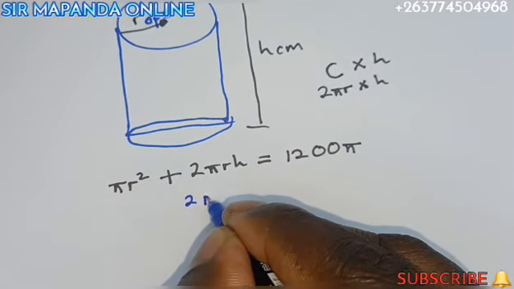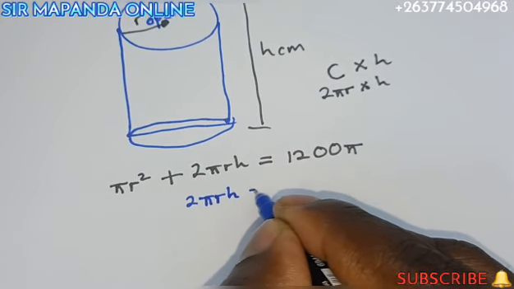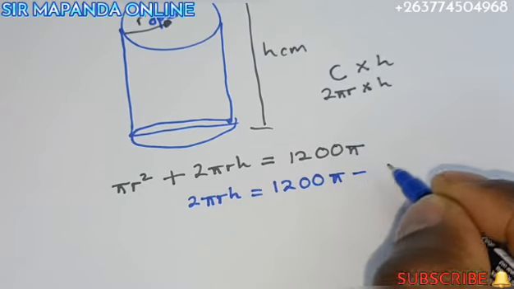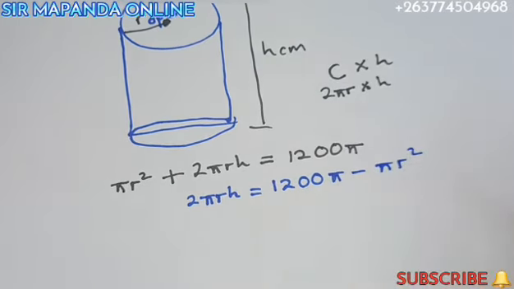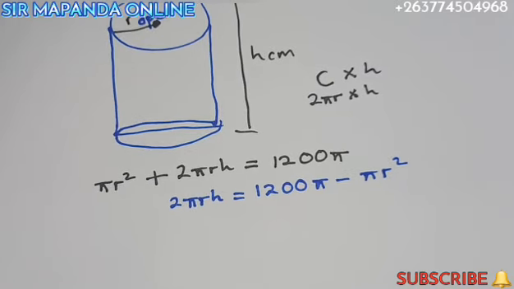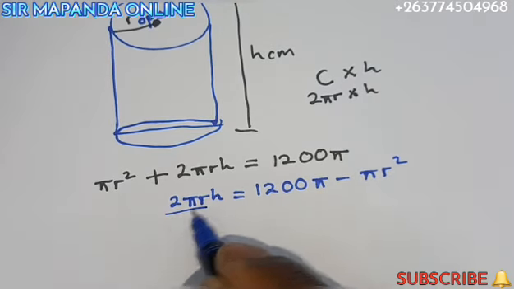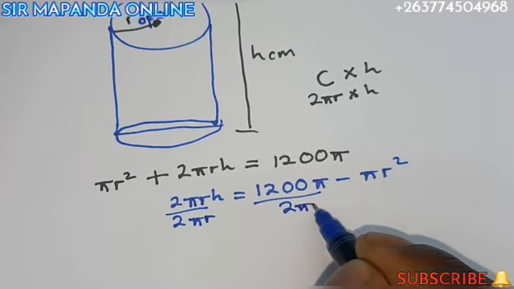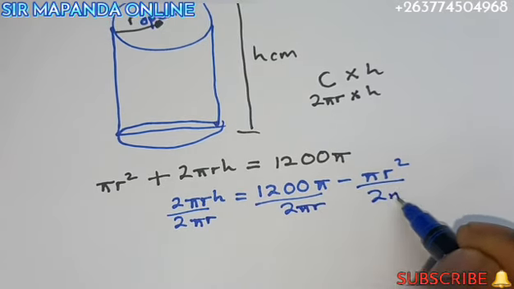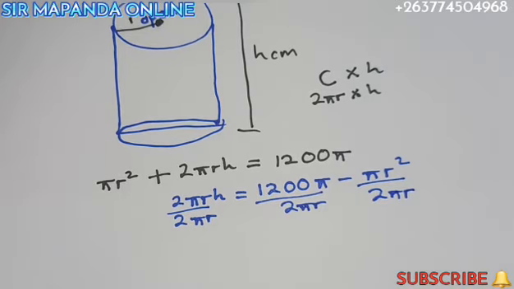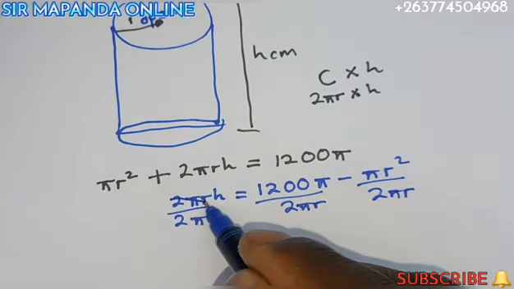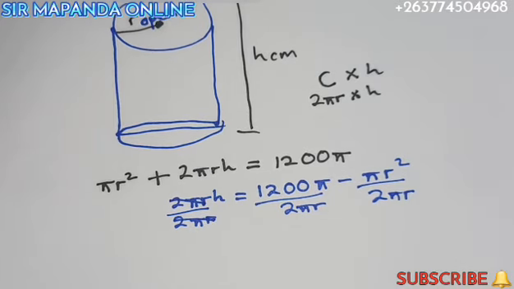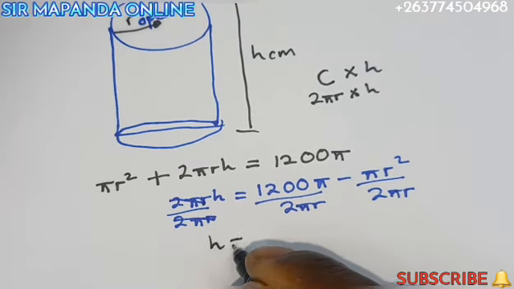You get 2 pi r h is equal to 1200 pi minus pi r squared. Then divide both sides by 2 pi r. To make h the subject of the formula, you divide both sides by 2 pi r. I hope you are following. So 2 pi r and 2 pi r cancel off each other, leaving you with h on your left.